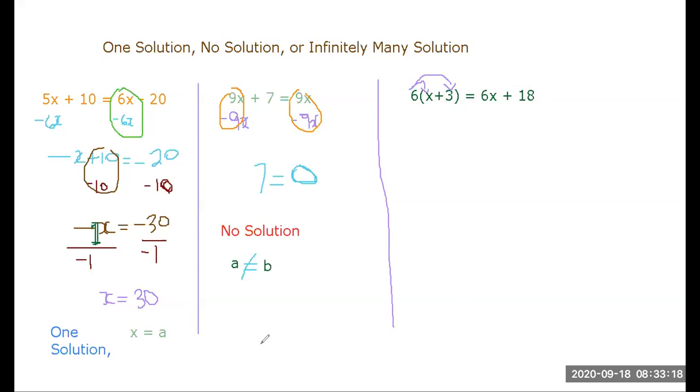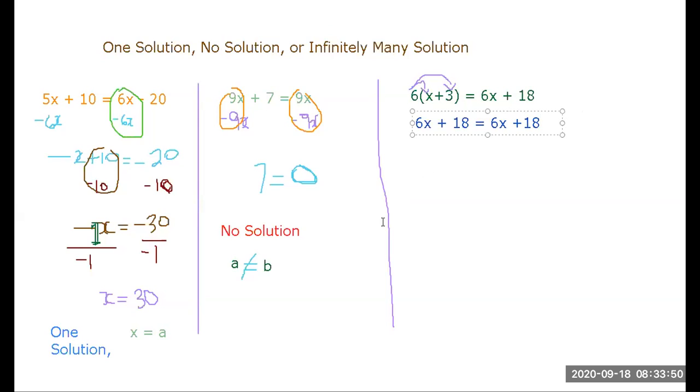To continue, you could change the line width. That's kind of cool. This becomes 6x plus 18 equals 6x plus 18. Do we realize that both sides are equal? Look at that. We could continue, and we're going to continue. Right here, we could already see both sides are equal.